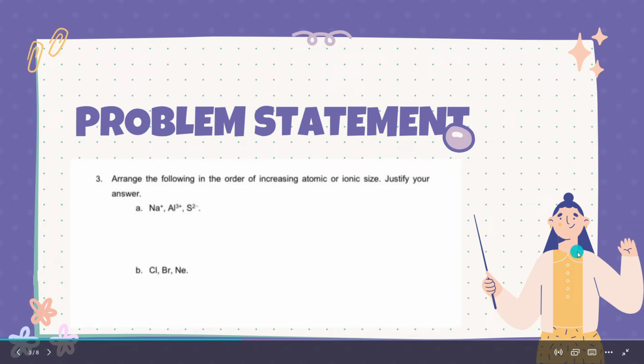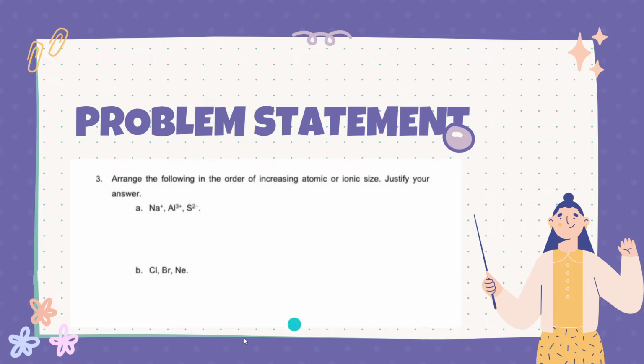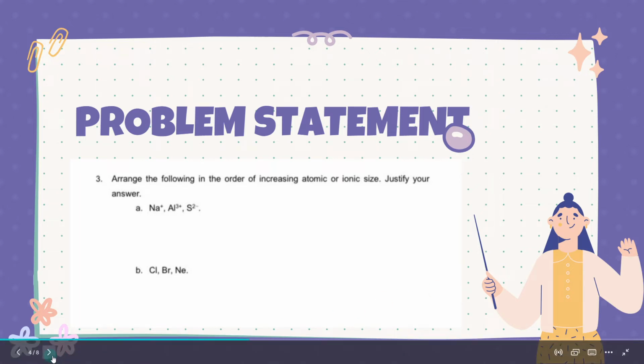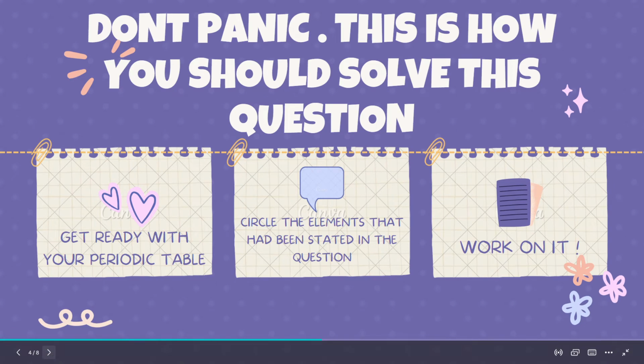So this is the question 3. You have to arrange the following in the order of increasing atomic or ionic size, and please justify your answer. So for the first question, you have to compare between sodium ion, aluminum ion, and also sulfur ion. And the second question, you have to compare between chlorine, bromine, and neon. So don't get panicked. This is how you should solve this question.